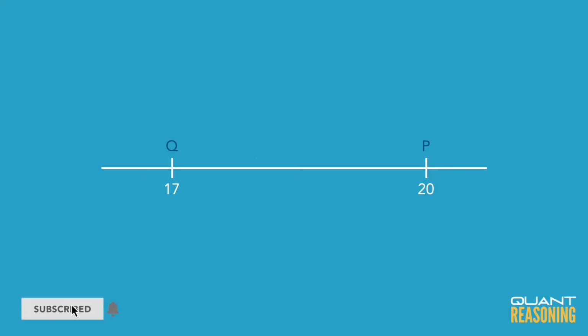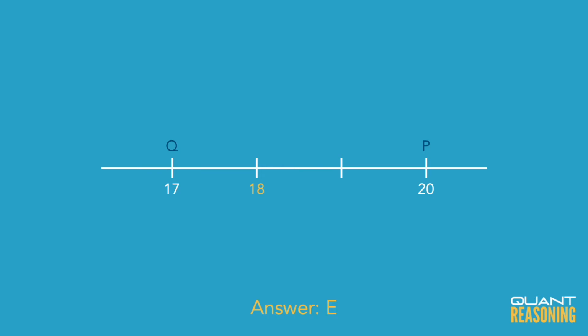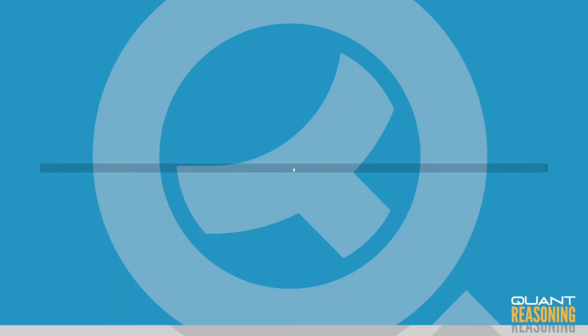So what does twice as close mean exactly? It's a ratio of 2 to 1 for a total of 3 ratio units. And if I split that total distance going from 17 to 20 into 3 equal distances, the correct answer should sit one of those distances from Q or 2 of those distances from P. Either way you look at it, we're landing right at $18, and that's the correct answer.